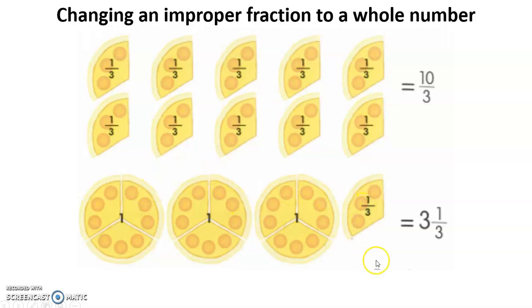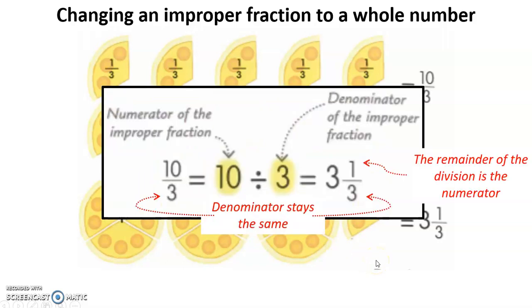Okay? So we're going to go through a rule to help us understand this a little bit better. The numerator of the improper fraction is 10. The denominator is 3. Now notice when I convert my improper fraction, which is 10/3, to my mixed number, the denominator remains the same. So that's really important for us to remember. The only part that's going to change is my numerator. I'm going to have 10 divided by 3. It will give me 3 wholes, and the remainder of the division is the numerator. So 10 divided by 3 is 3, and 1 remainder, so 1/3 is my remainder.